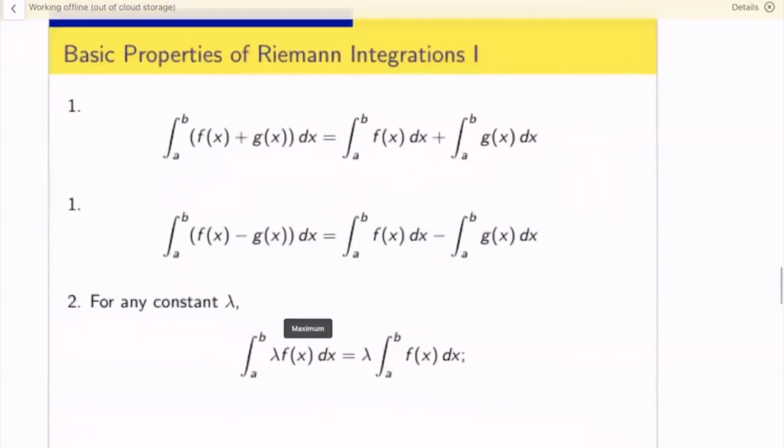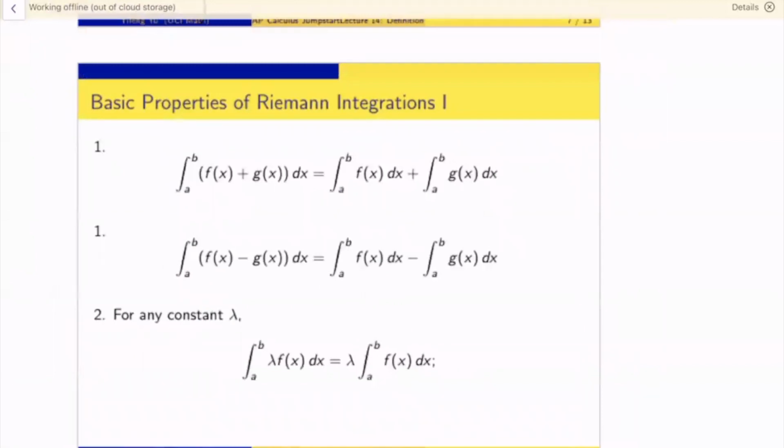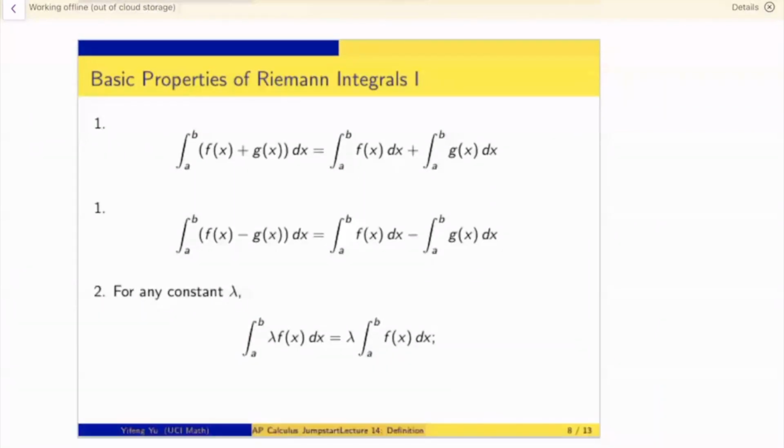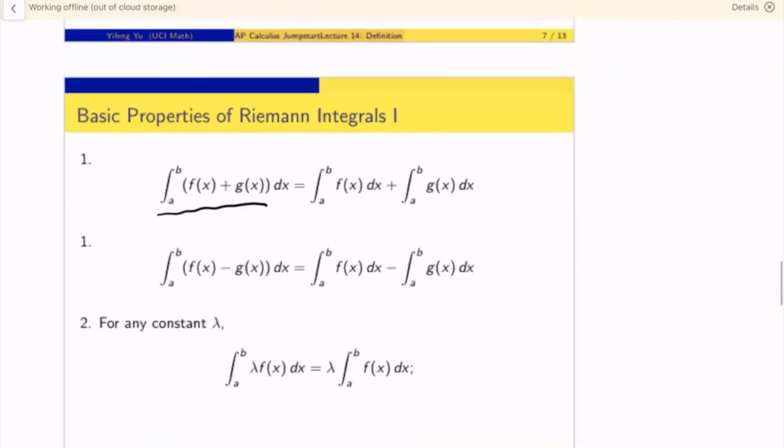Next, let's look at some basic properties of Riemann integrals. Let's look at the first property. The first property basically says the Riemann integral is linear. The integral of the sum equals the sum of integrals. Let's try to understand why this is correct.